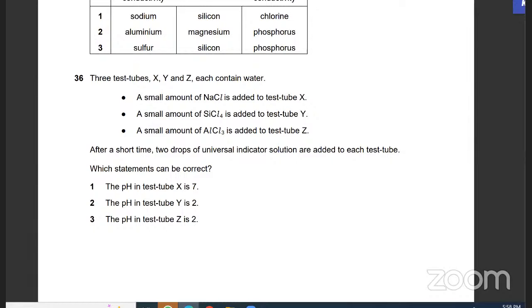Question 36. After a short time, you think X, Y, and Z each contain water, and a small sample of NaCl is added to test. What happens when NaCl is added to water? Do we have a reaction? No reaction, it just dissolves. So the pH is going to be 7. So the pH in test tube X is 7. What happens when SiCl4 is added to water? Do we have a reaction or not?